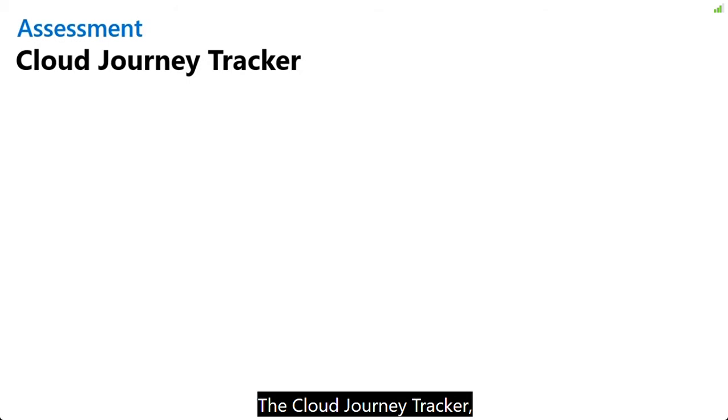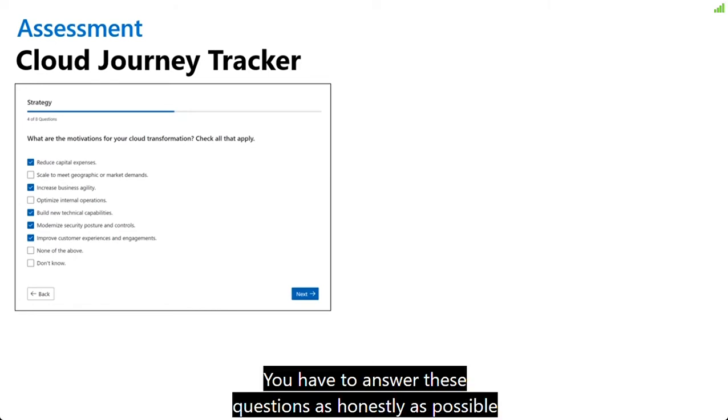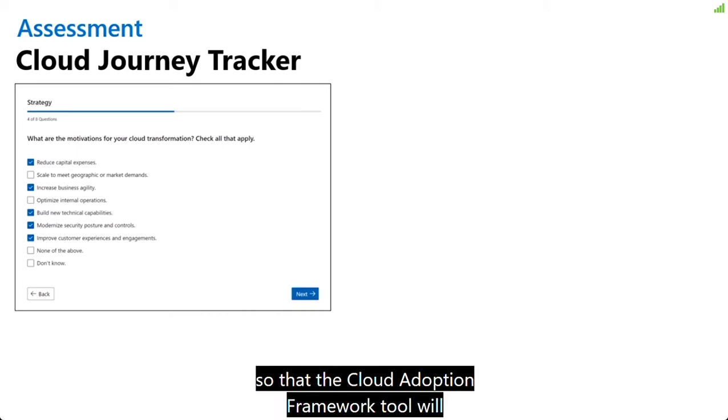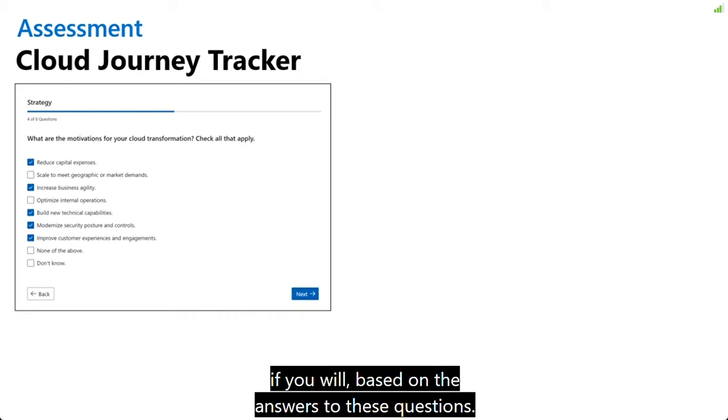The Cloud Journey Tracker, as any other assessment tool, will start with a number of questions. So here's one of them. It will start by asking you one of 8 questions regarding strategy. I don't have time to go through the tool because I'm using slides at this point. But if you do go through the tool, you will have to answer a number of questions, and you have to answer these questions as honestly as possible so that the tool will give you the next set of tools and resources applicable to your adoption level, based on the answers to these questions. For example, there is one question here that asks, what are the motivations for your cloud transformation? Check all that applies.